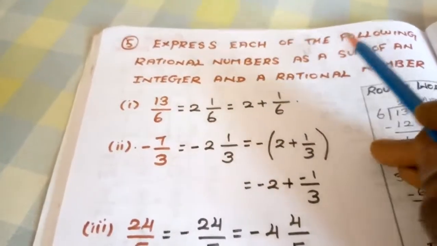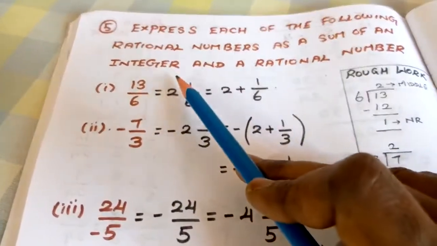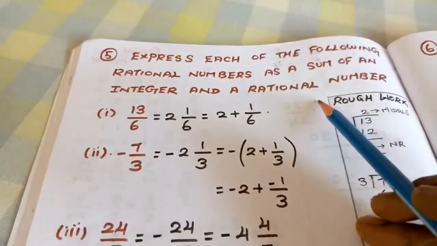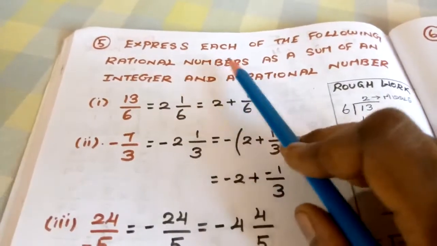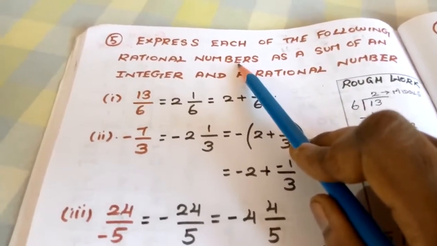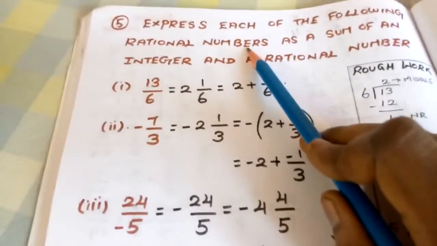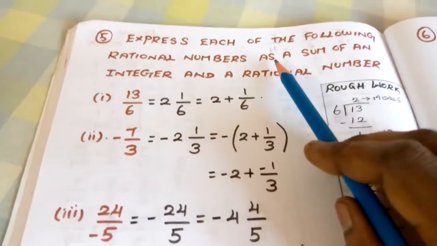Express each of the following rational numbers as a sum of an integer and a rational number. Please understand: your question is going to be in the form of a rational number. What is the meaning of a rational number? p by q. And I am going to write the answer in such a way as a sum.